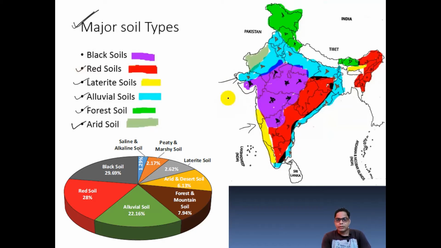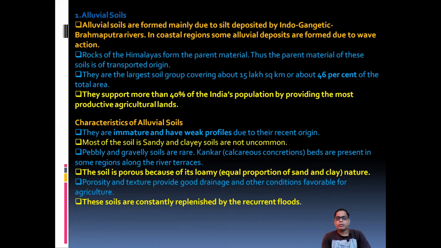I also show a 3D pie chart, because I want you to know the percentage of each kind of soil. For example, alluvial soil is 22.16%, black soil 29.6%, red soil 28%, forest and mountain soil 7.94%, and desert soil 6.13%. So all these soils are found in India. By this diagram, you can easily get a picture of the percentage of soil found in India.